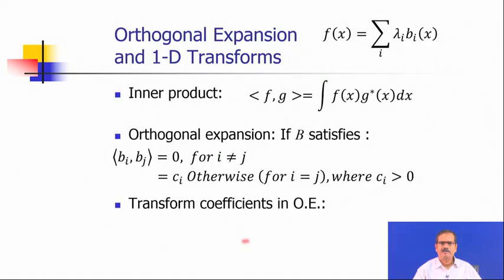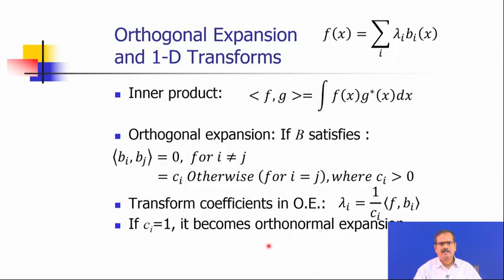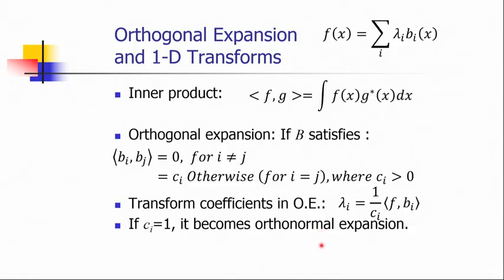So, transform coefficients in an orthogonal expansion can be easily computed by exploiting this property. That is one of the usefulness of this particular property, and you can see that if I simply take the inner product of the function with a basis function, and also divide it by C_i, then we can get the corresponding lambda_i's. And if C_i is equal to 1, then it becomes an orthonormal expansion.